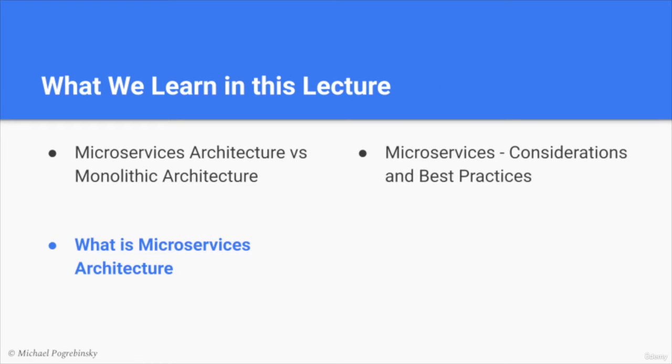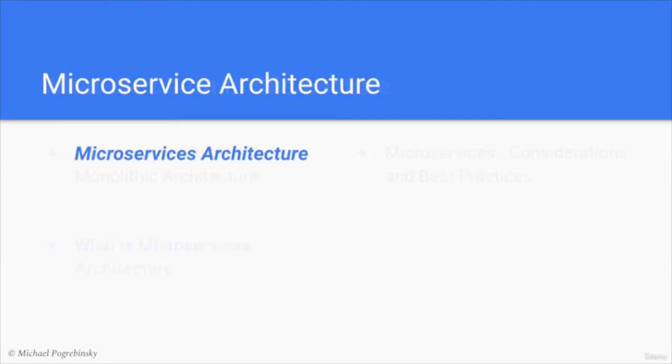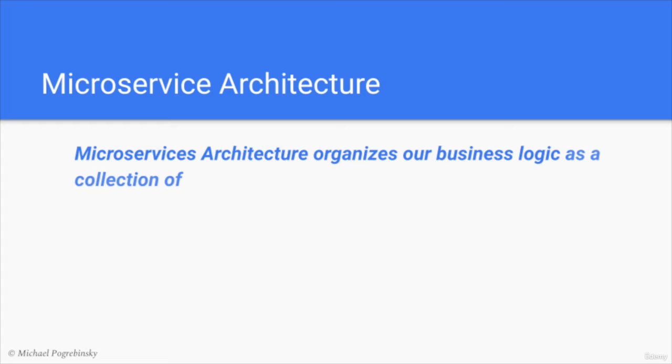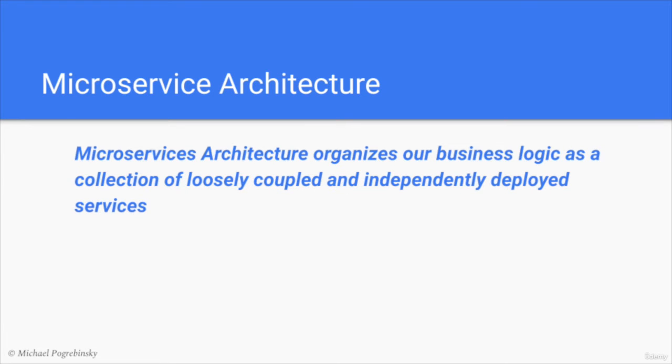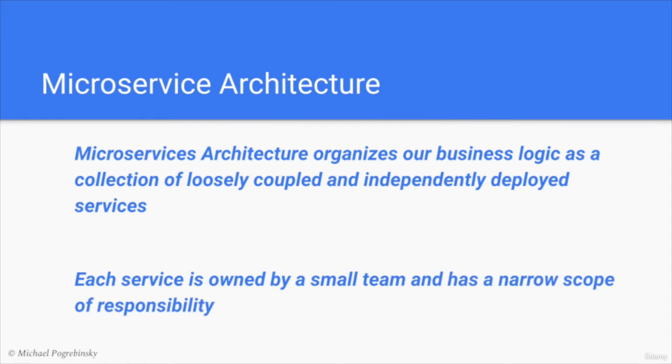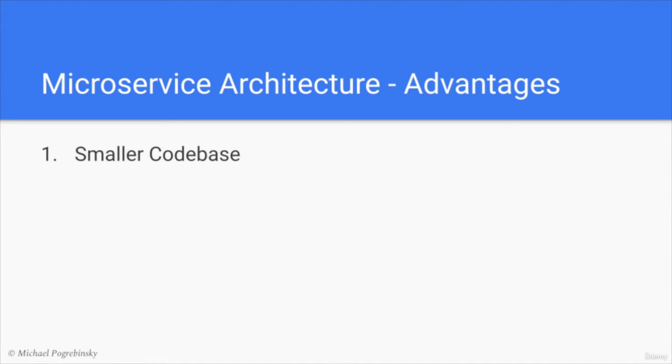So what is microservices architecture and how does it solve all the problems that we just mentioned? In contrast to the monolithic three-tier architecture, microservices architecture organizes our business logic as a collection of loosely coupled and independently deployed services. Each service is owned by a small team and has a narrow scope of responsibility. This architectural style offers us a lot of advantages.